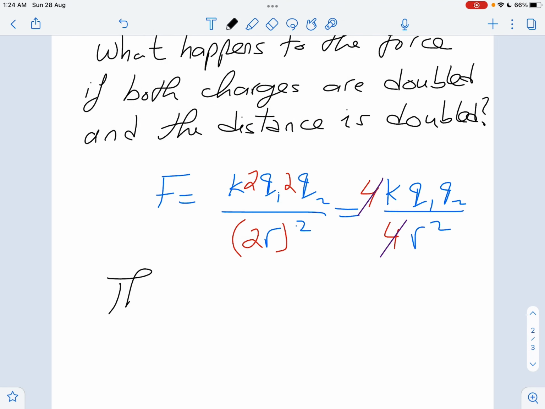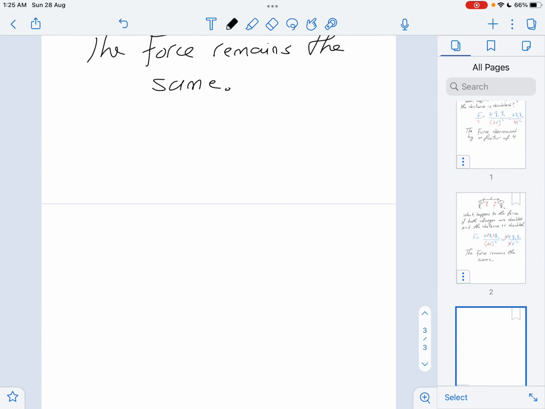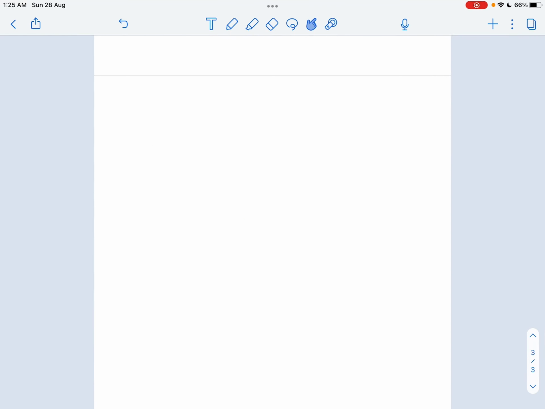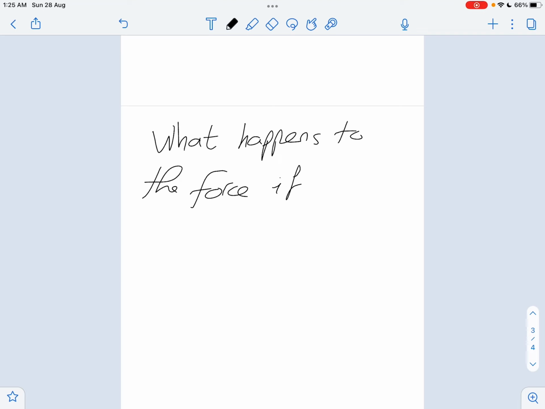So the answer, the force remains the same. Last example. What happens to the force if the distance is halved?